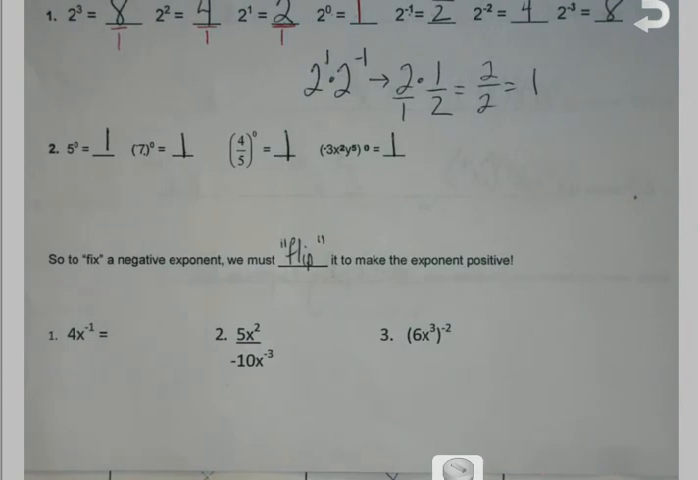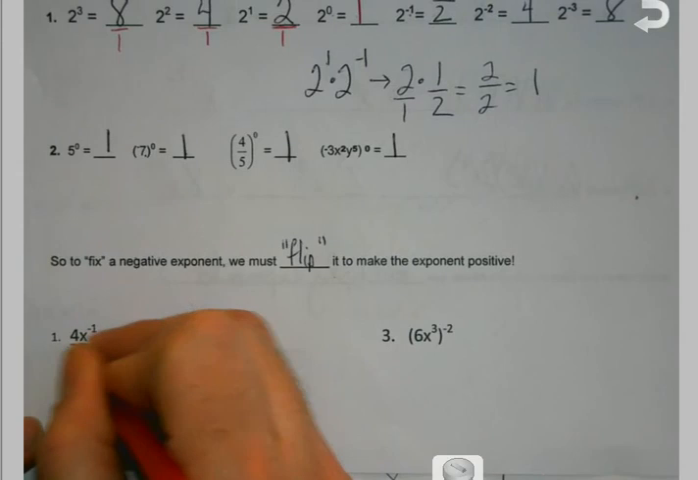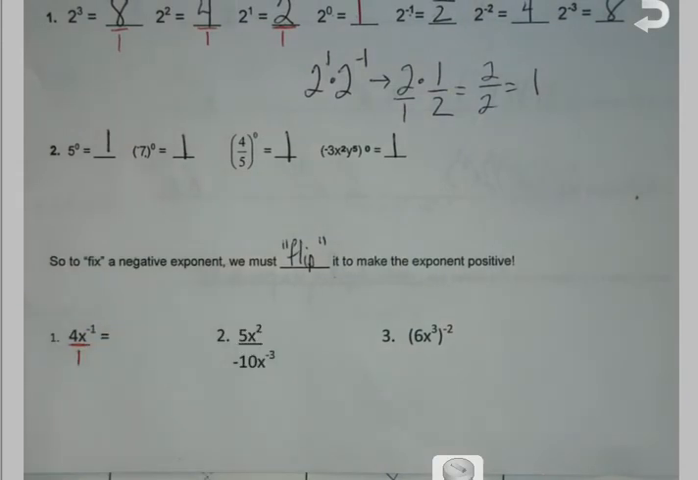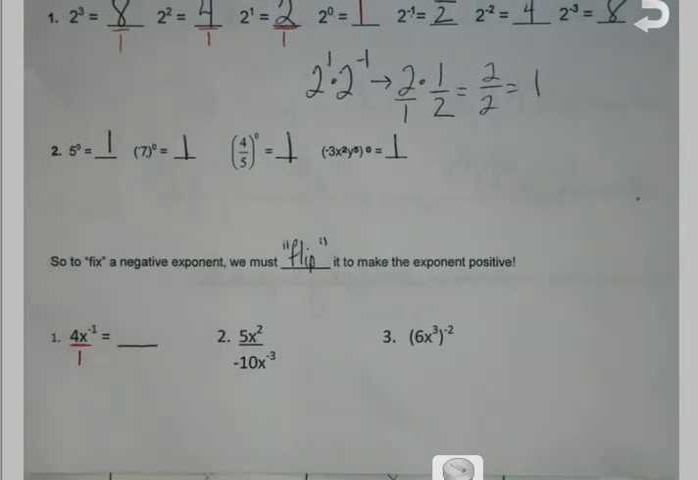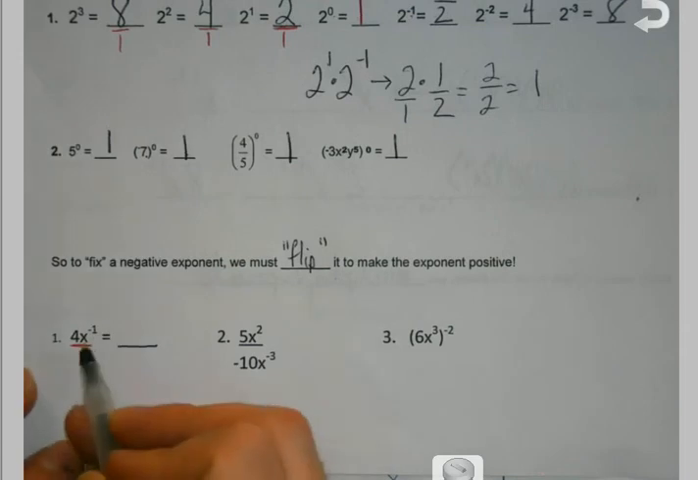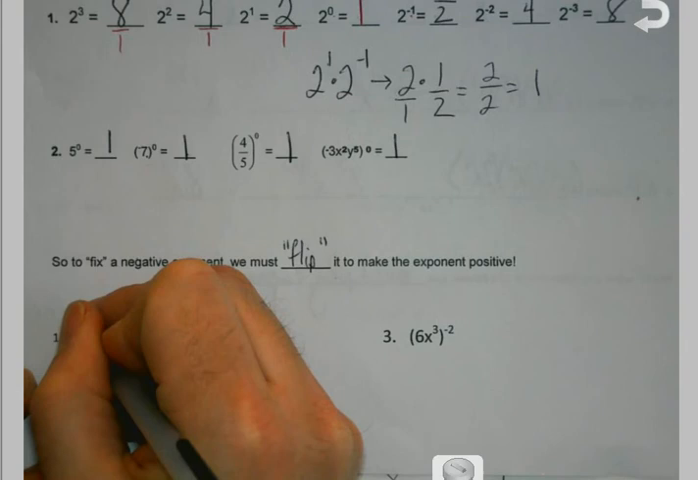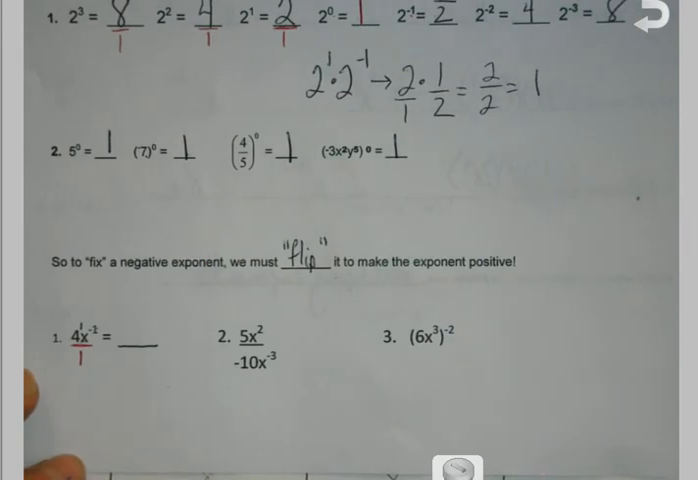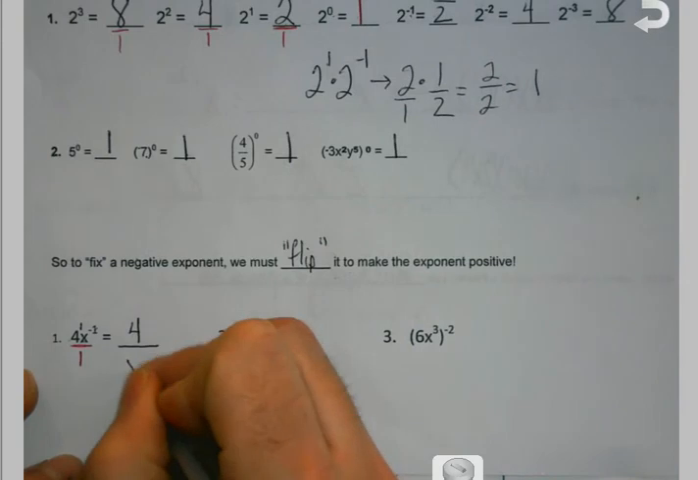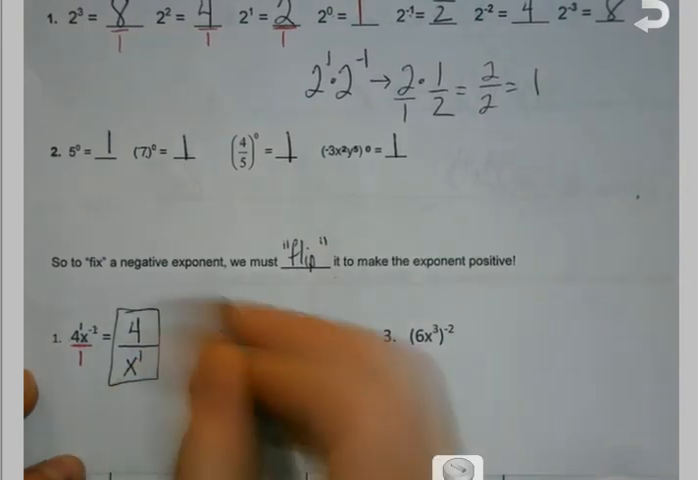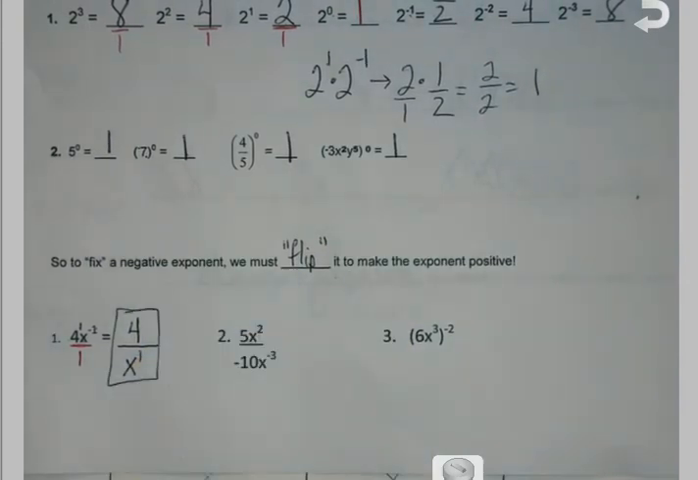So if I see something with a negative exponent, and it's not in a fraction, I'm going to pretend it is. I'm going to put it over 1. But here's the part that gets interesting. I only get to flip the parts that are negative. Like here, my negative 1 is only on the x. It's not on the 4. The 4 has a positive exponent, 1. So the 4 doesn't flip, but the x does. And in this case, I can't cancel anything, so I'm just done.